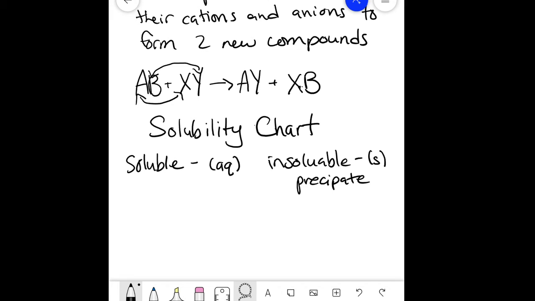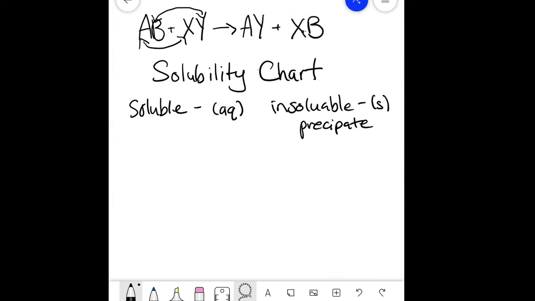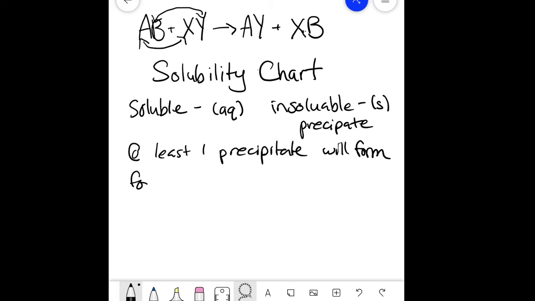So at least one precipitate is going to form. At least one precipitate will form for a reaction to occur. Because if it's all aqueous, all the ions will mix up and nothing will happen. They'll all just still be dissolved.